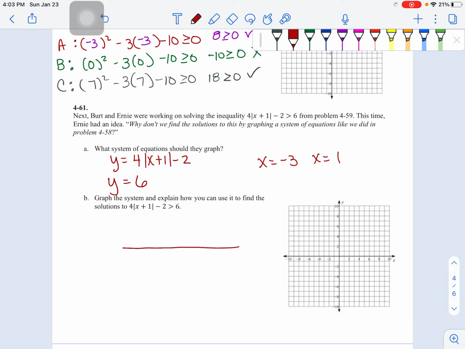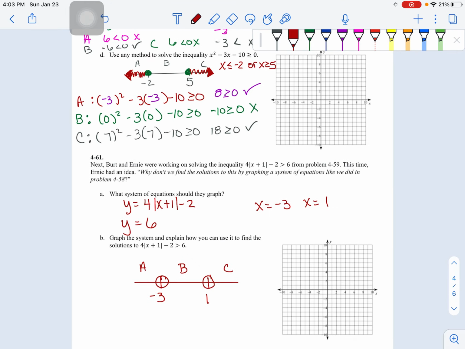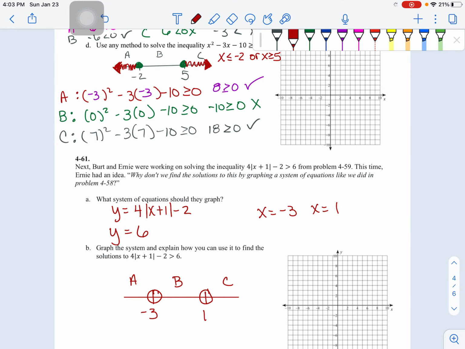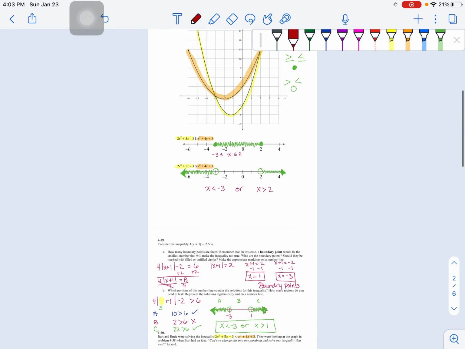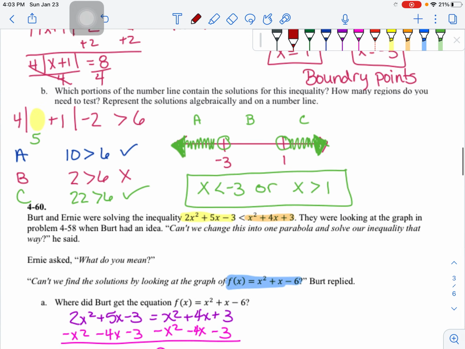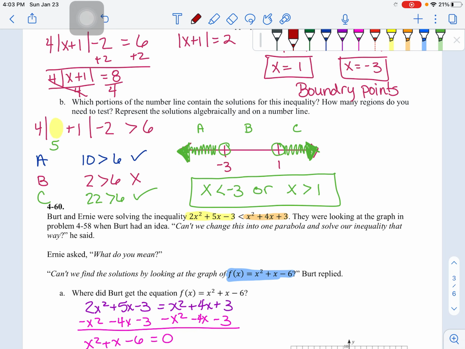And now you go right to those sections on a number line. And we're looking at open circles here, because it was a greater than. And then we're looking at sections A, B, and C, and do that accordingly. I'm not going to do it again. We already did it up top in 4-58 or 4-59. So if we go back up to there, we found that section A and C were the ones that work.